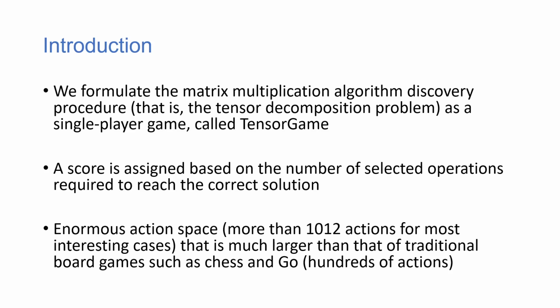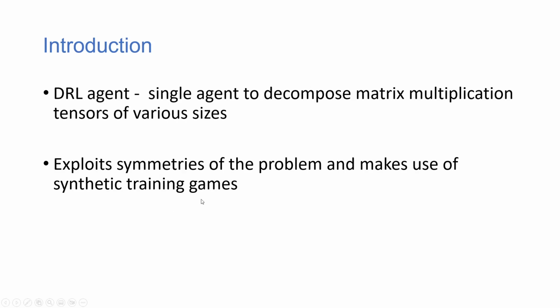And the state space of this is huge. So it has more than 10^12 actions for most interesting cases, and this is much larger than the chess and Go games for which AlphaGo was made. So this AlphaTensor agent developed here was based on AlphaGo. It's an improvement. It had to improve, of course. The state space is bigger.